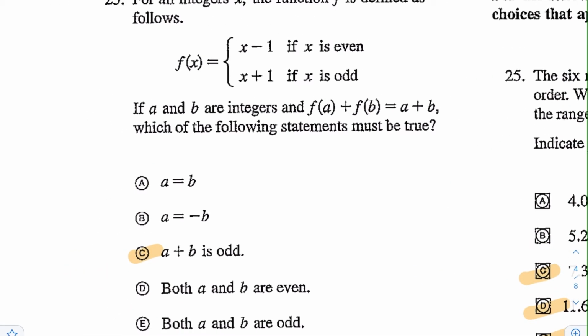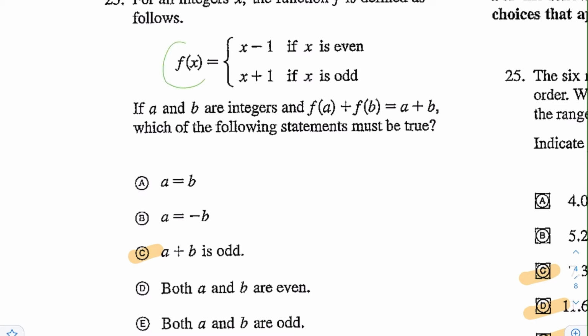Next, for 23, for all integers x, the function f is defined as follows. F of x can be 2 things. If x is even, it's x minus 1. Then if x is odd, it's going to be x plus 1. Now, if a and b are integers and f of a plus f of b is equal to a plus b, which of the following statements must be true?